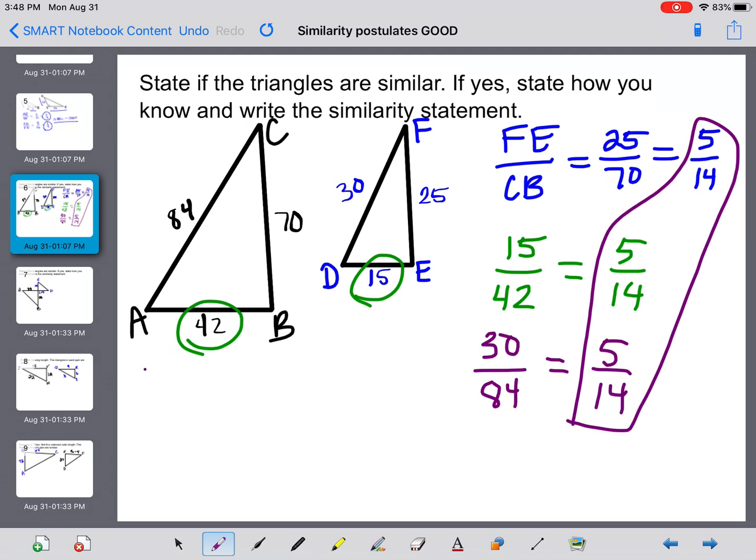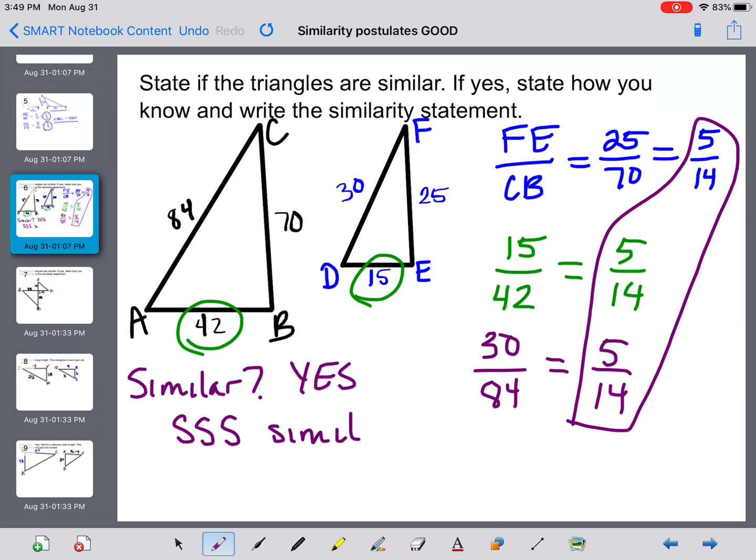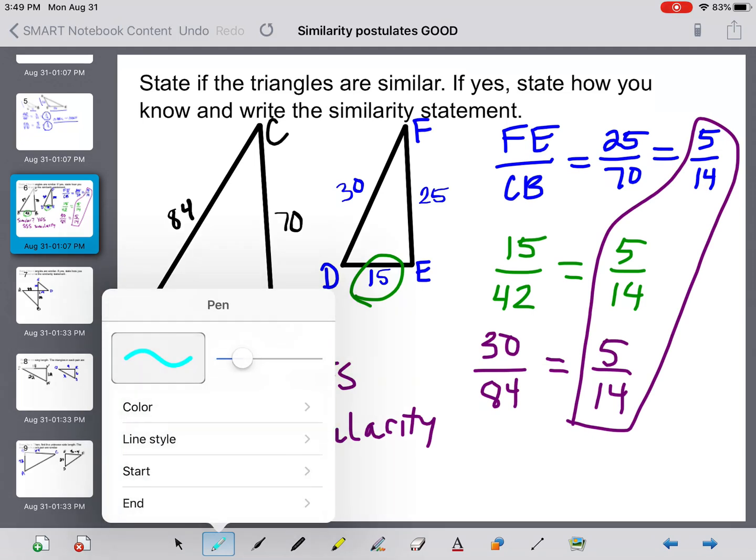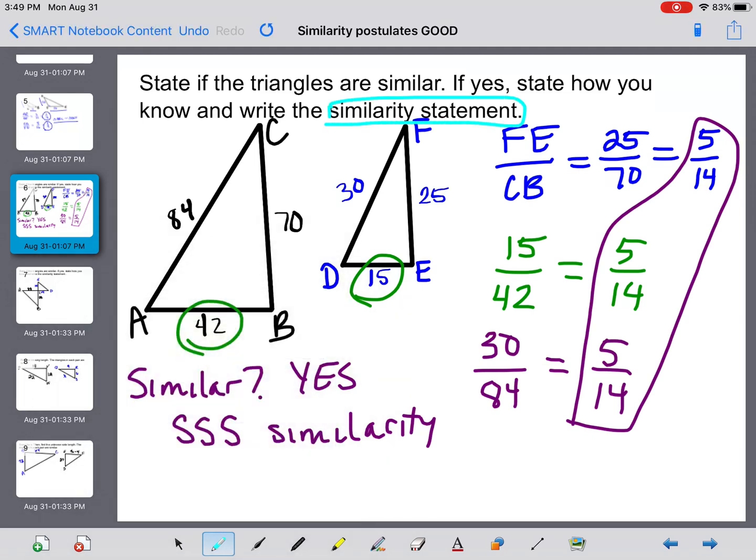So we could say, are they similar? We would say yes. How do we know? We know by the side-side-side similarity rule. And the similarity statement that we need to write is triangle ABC is similar to triangle DEF.